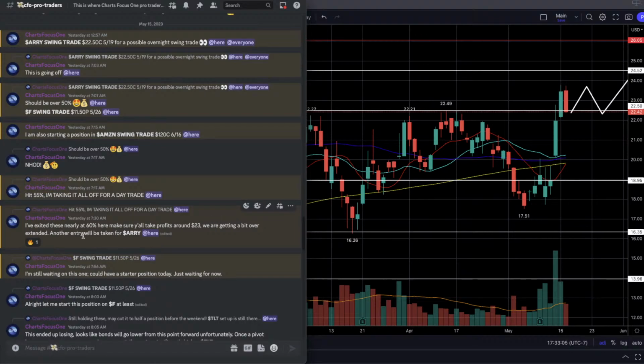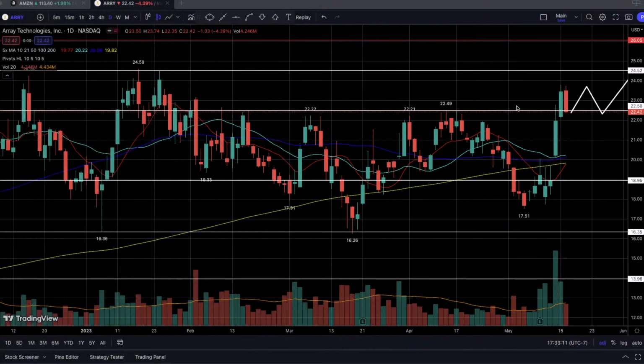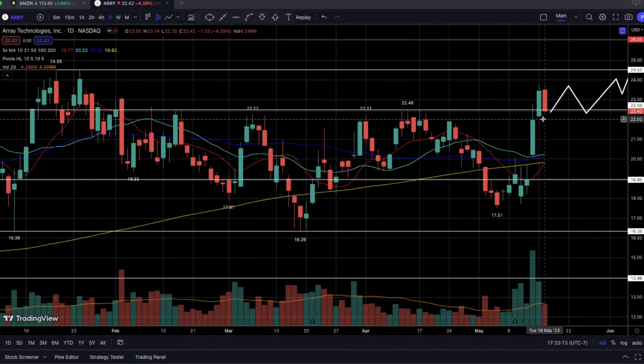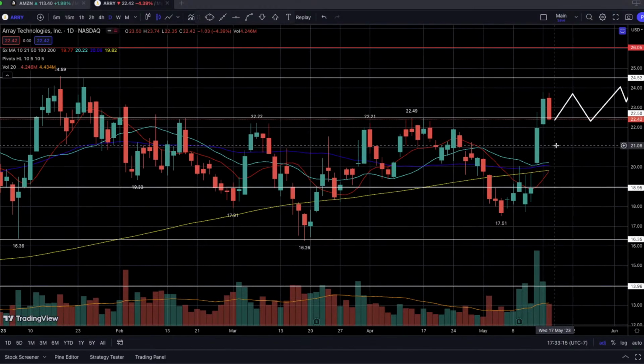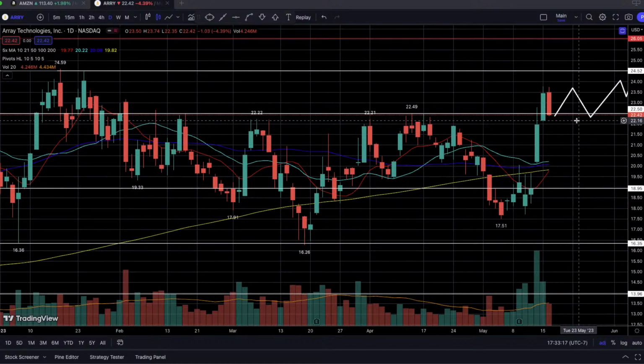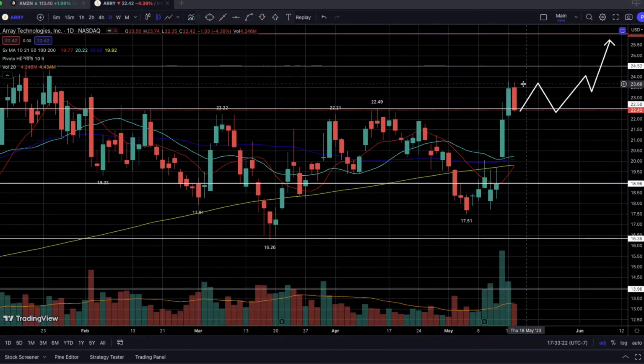And I told everyone that another entry will be taken for sure on ARRY. And if you go back to the present time today, that statement that I made, that we will look for another entry point, is still true, because it seems like we're looking to make $22.50 a new level of support from that previous level of resistance.